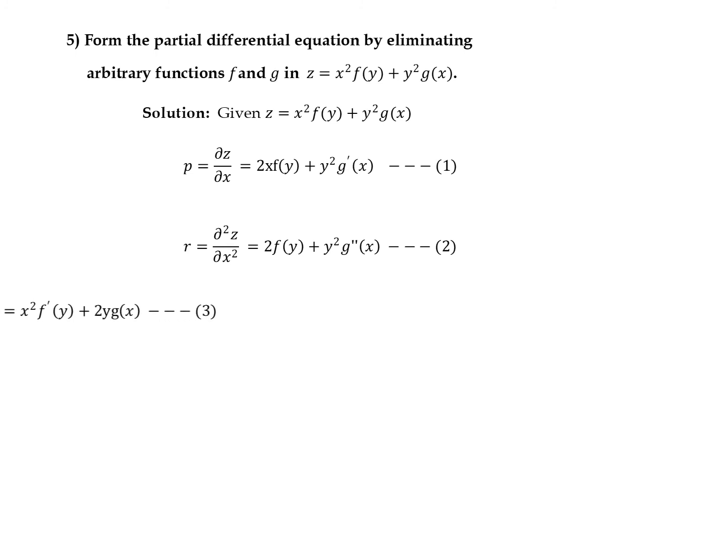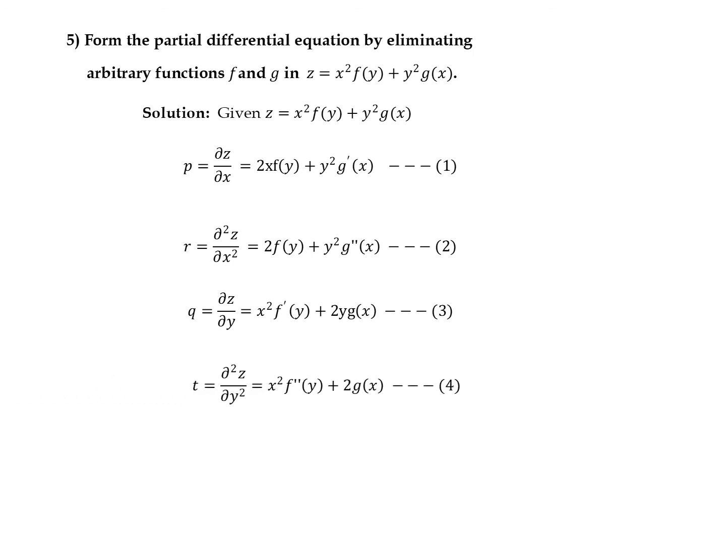Now we'll move on to differentiating with respect to y. So q, which is dou z by dou y, is going to be, the first term we have x squared into f of y. When we differentiate we get f dash of y, plus y squared. When we differentiate we get 2y into g of x, which is going to be constant.